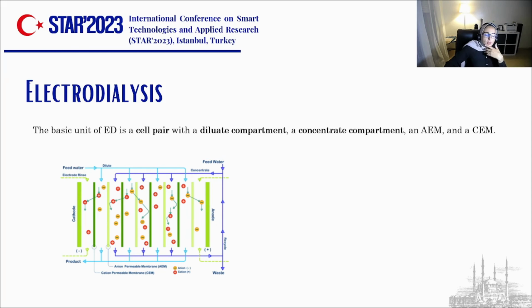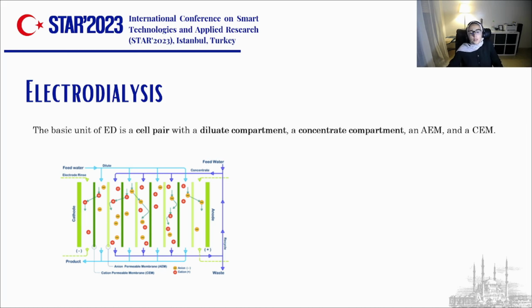The principle of electrodialysis is that cations migrate to the cathode, and anions migrate to the anode. While migrating, they are going to pass through the anion and cation exchange membranes. The role of the cation exchange membrane is that it retains anions and allows cations to pass through it, and vice versa. The anion exchange membrane retains cations and allows anions to pass through it.